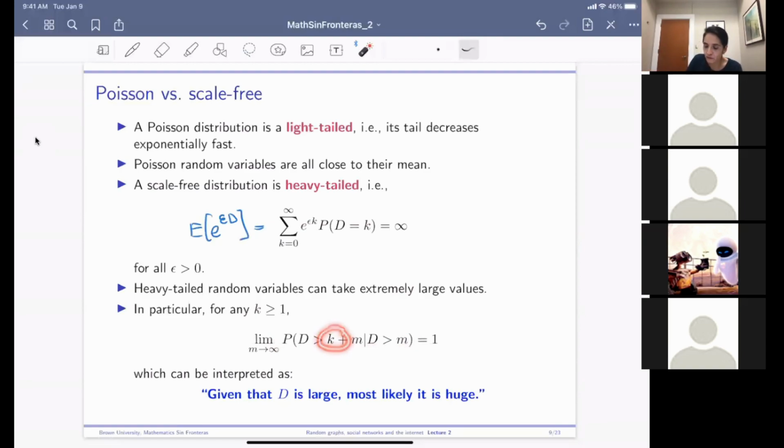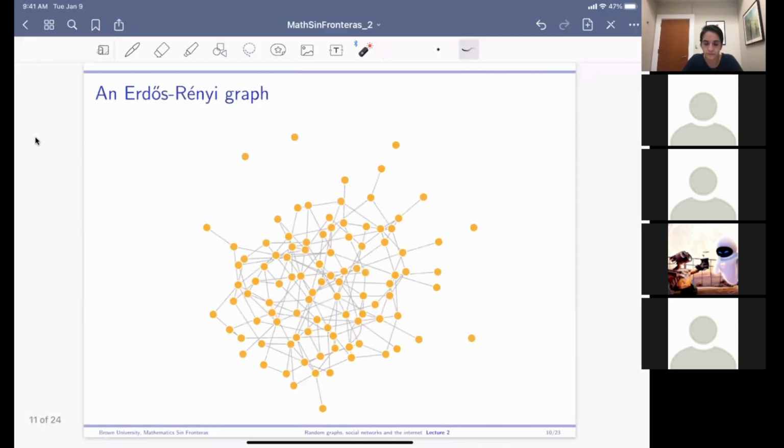The fact that this is true for any k over here means that given that my random variable was big, not only was it big, but it was bigger than whatever you already told me, plus any arbitrary quantity. So in other words, given that d is large, most likely, and the most likely is this equal to 1 limit kind of thing, it was not only big, it was huge. So knowing that it's big, it makes it biased to be even larger. And that is the kind of thing that describes heavy tail distributions.